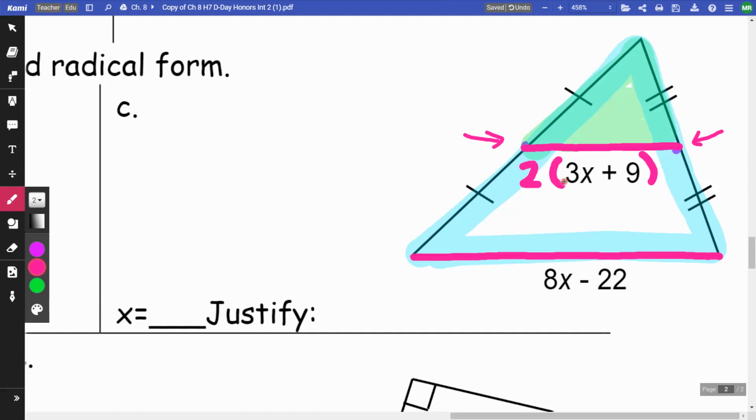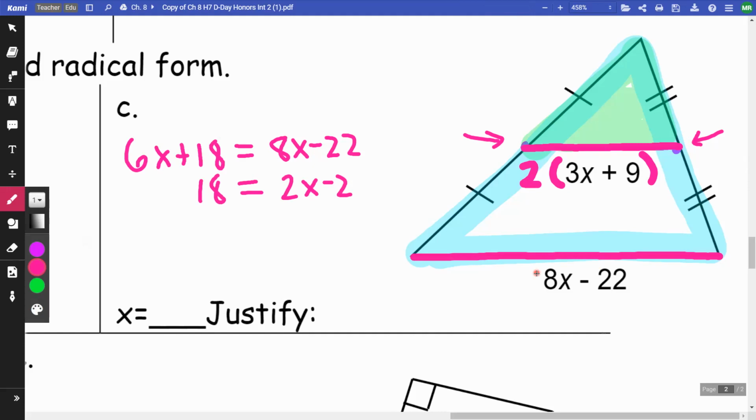So I can double this and I'm going to get 6x plus 18 when I double it is going to equal the bottom base, which is 8x minus 22. I subtract 6x from both sides and I get 2x. I'm going to add 22, so I'm going to end up with 40. Divide by 2 and I get 20. So my answer is 20.